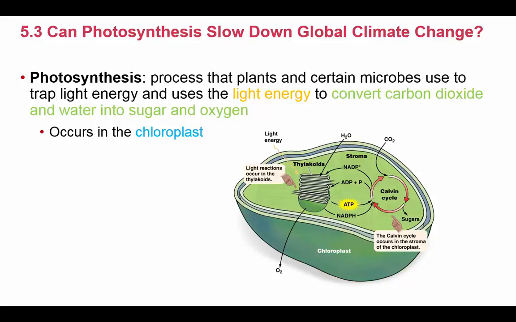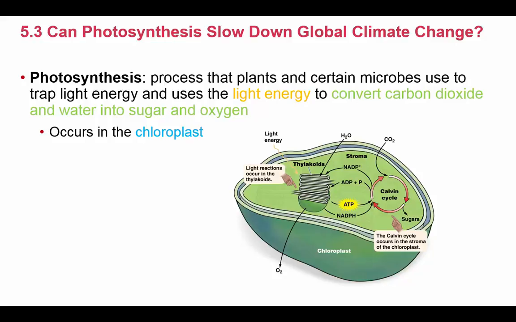So photosynthesis, by definition, is a process that plants and certain microbes use, and what they do is they trap light energy, and they use that light energy to do an energy conversion. So they convert carbon dioxide and water into sugar and oxygen.